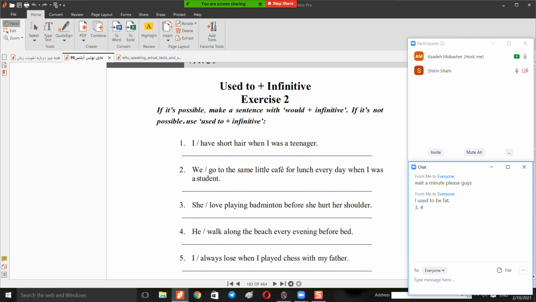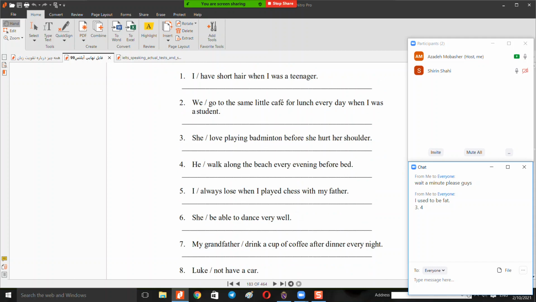And for number 3, just used to, because love is a stative verb. And you don't use would with stative verbs if you mean past simple. If you mean something conditional, then you can use would with love. I would love to visit you sometime. That's a conditional. That's the result clause of a conditional.